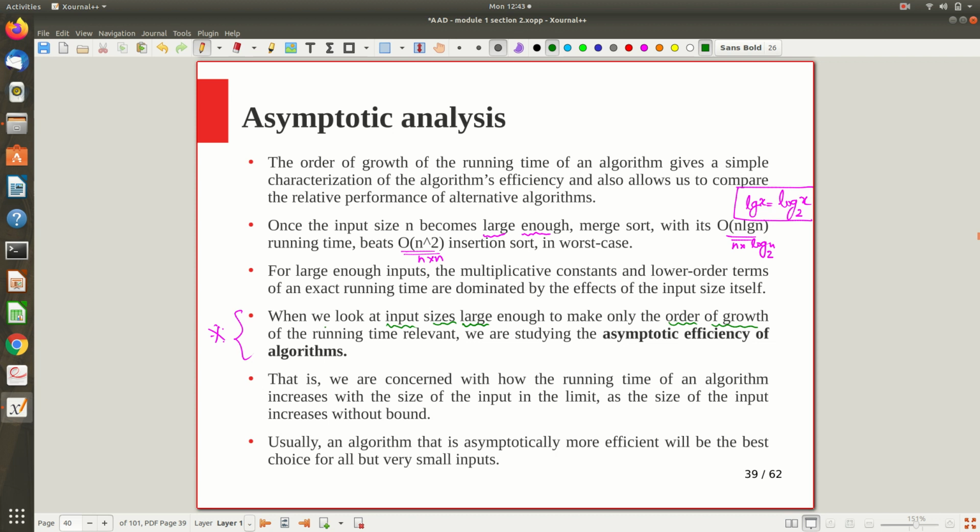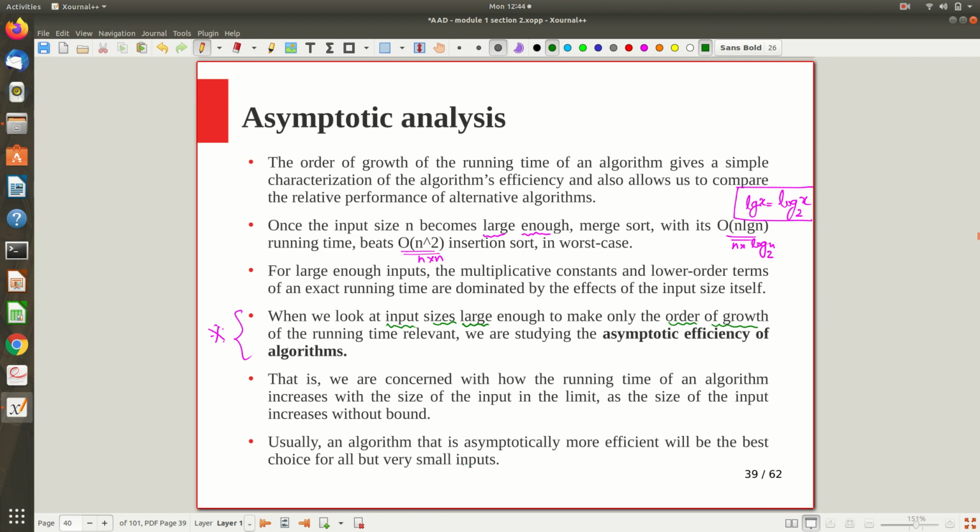We are concerned with how the running time of an algorithm increases with the size of the input, in the limit, as the size of the input increases without bound. So for a given input size, see how the order of growth varies; don't say some infinite value of n, but you can assume a very large value and accordingly say which is better. Usually an algorithm that is asymptotically more efficient will be the best choice for all but very small inputs. But if you have an application where you focus only on small input, then asymptotic analysis is not going to be a good choice.